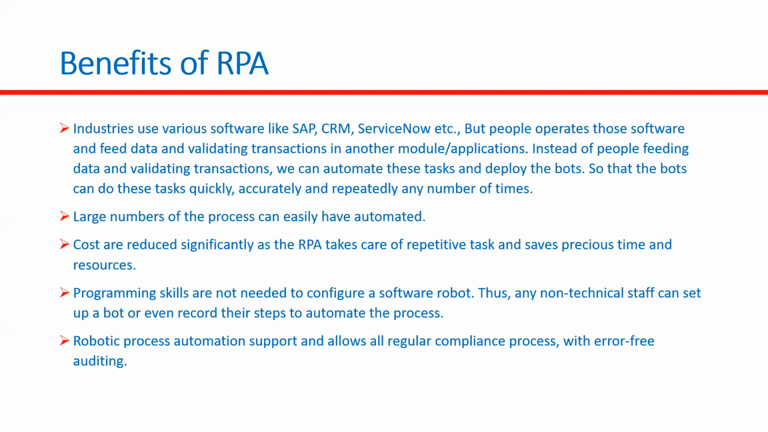And a large number of processes can easily be automated. As we discussed, we can automate any small or simple process, and we can automate any complex process also using UiPath. In UiPath, we basically have three main kinds of workflows. We can use these workflows to automate any simple, medium, or complex process. They are called sequence, flowchart, state machines, and global exception handler.